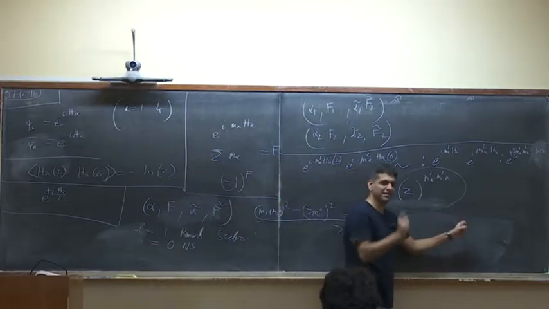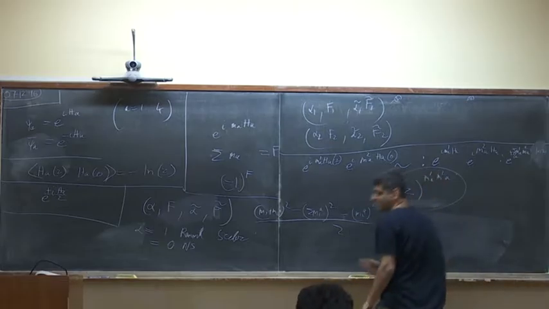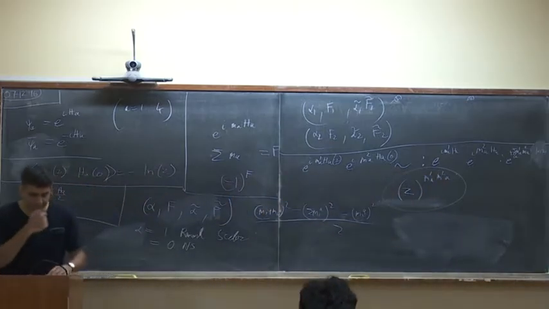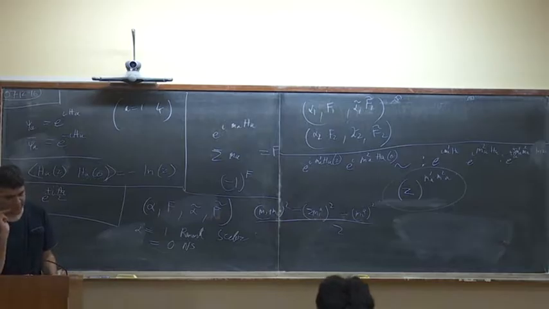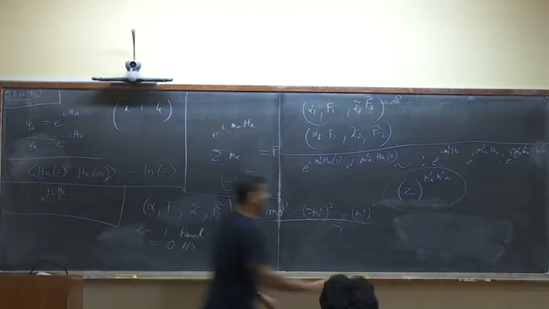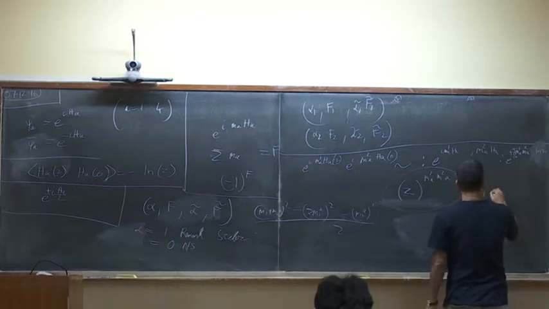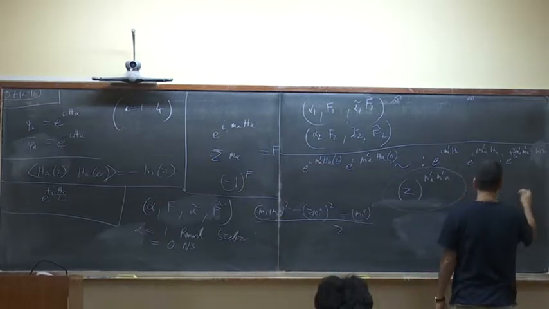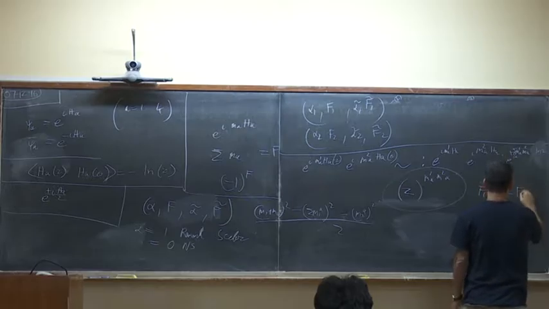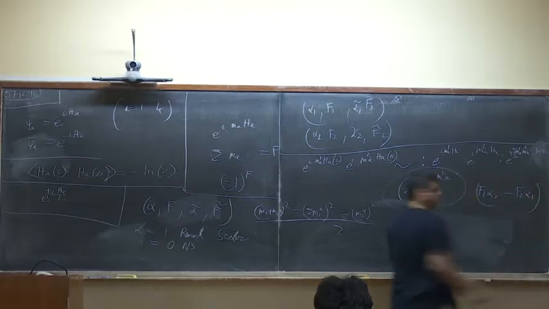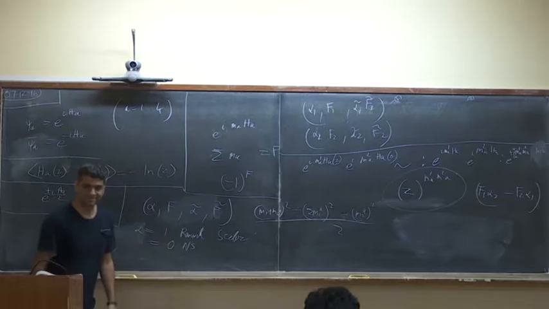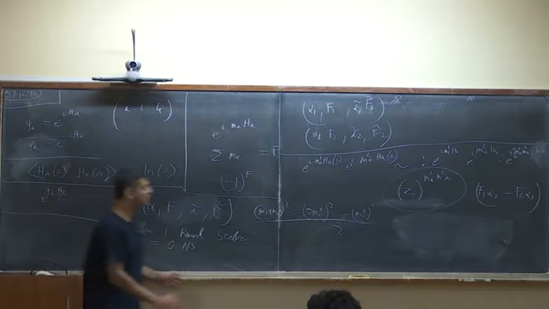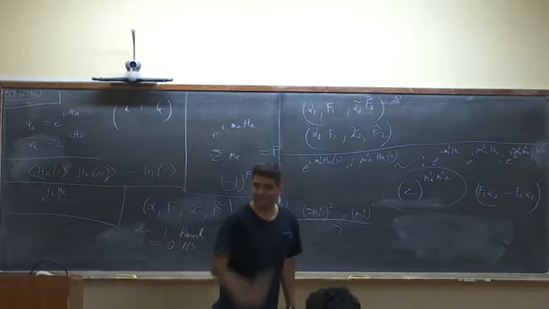Let me first tell you the answer and then we'll figure it out. The answer is that if we are in the Ramond-Ramond sector, the phase is F1 alpha, well, in every sector, F1 alpha 2 minus F2 alpha. That's the key. Okay, first let's take a couple of examples and then let's write out the standard system.